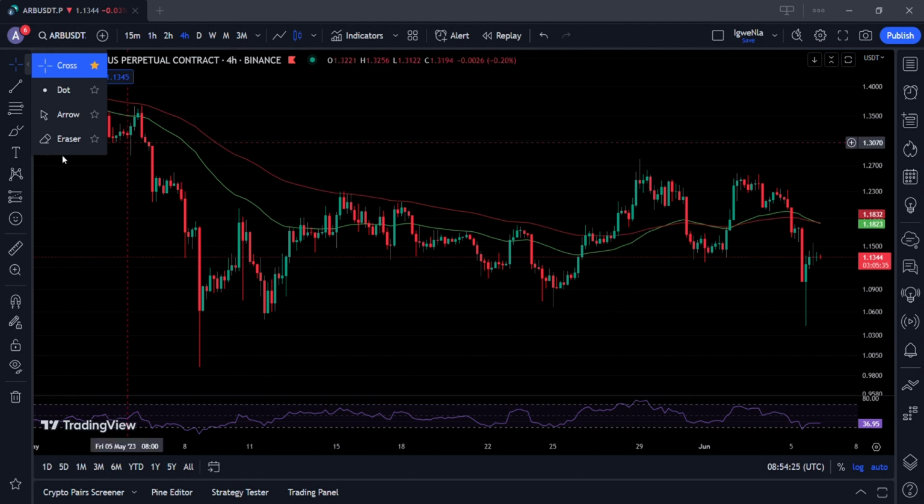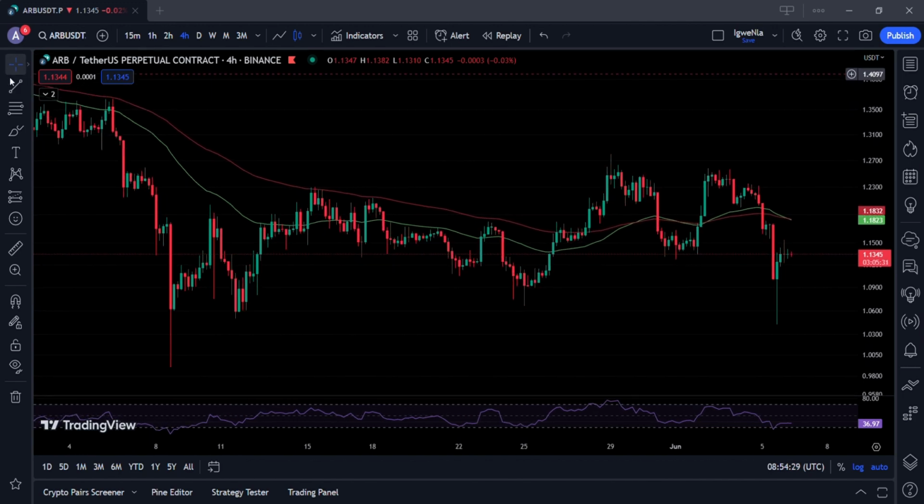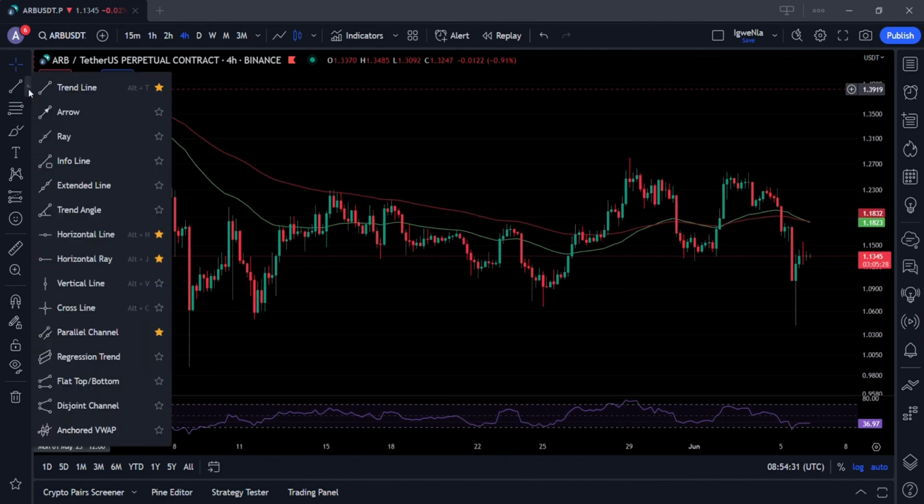Then the trend line is the second one. Click on this drop box. Then you see I favorited my own trend line. I favorited the horizontal line, the horizontal ray, the parallel channel. These are what you just need. I don't want you to bombard your TradingView account with a lot of indicators, with a lot of rubbish. You get confused.